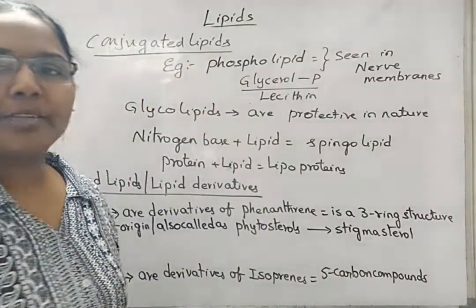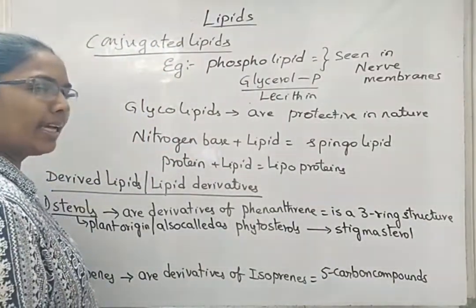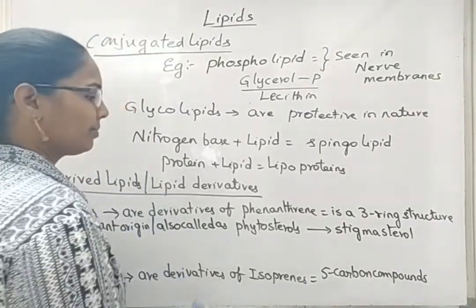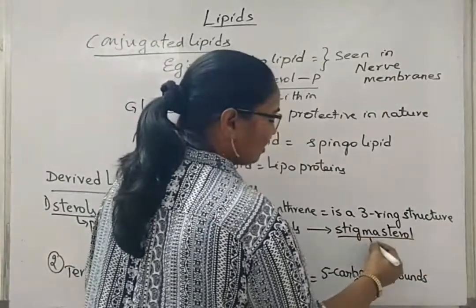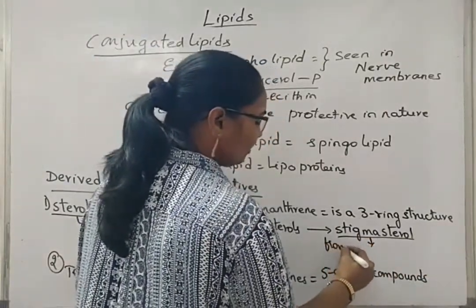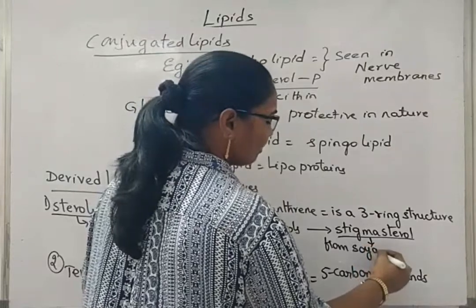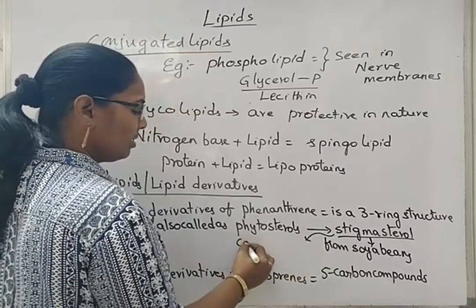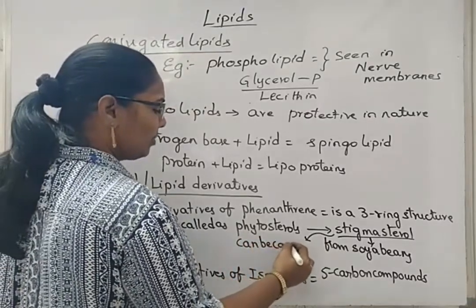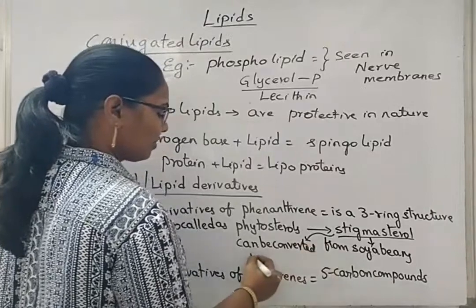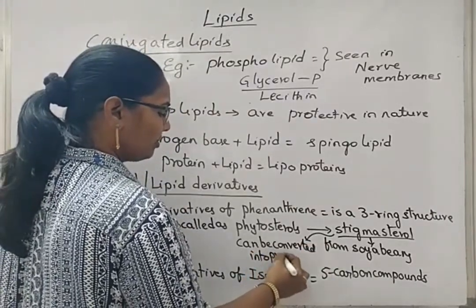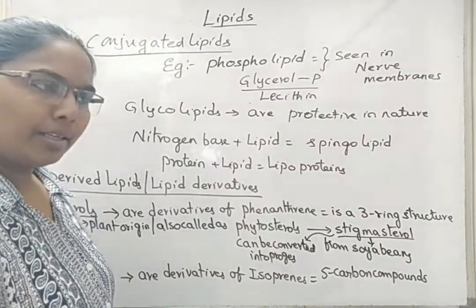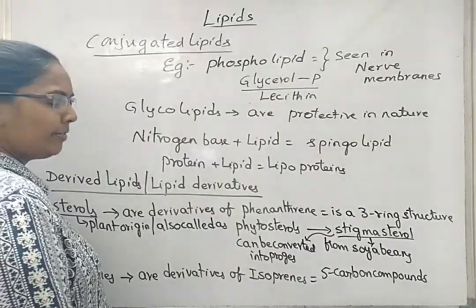Stigmasterol is obtained from soya beans and it can be converted artificially, in vitro, into progesterone. There are many uses of progesterone in the reproductive systems of both male and female.